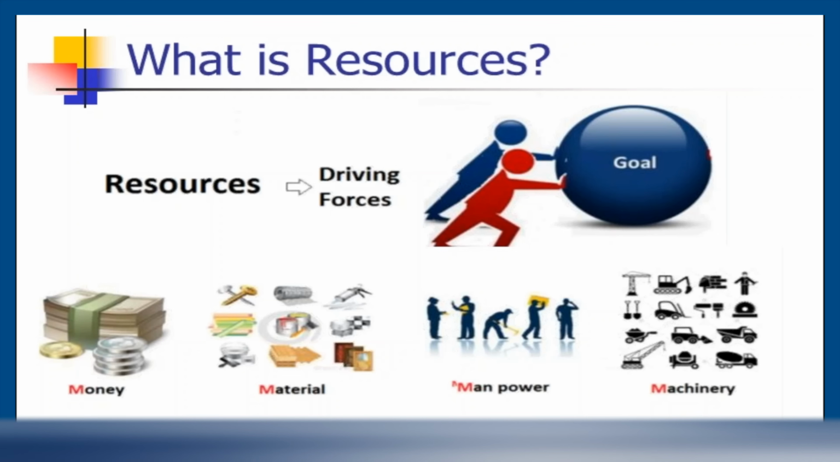In order to reach the goal, the goal is mainly maybe a good product they have to produce for the world, or to earn money or something. In order to reach that goal, they have to use the resources, the driving forces for the company. What are the resources here? Any company without money, it is very difficult to run the business. So money is the main resource.